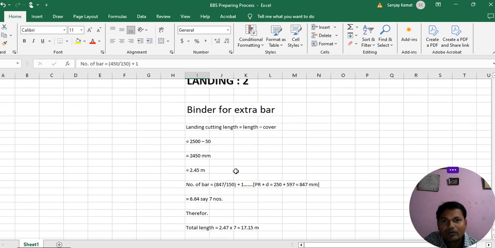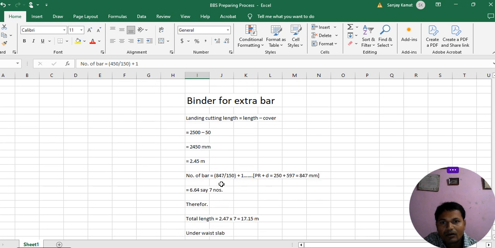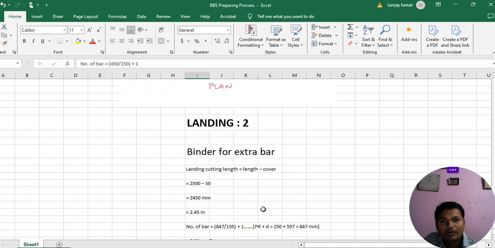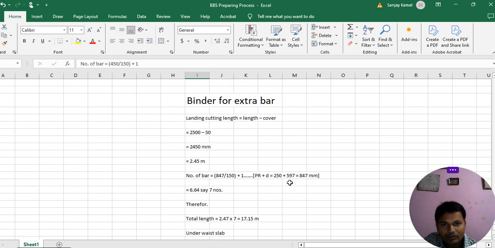Number of the bars will be 7. The number of bars is calculated as 47 by how much? 150 plus 1, where p plus d is equal to 250, plus this PR we have already calculated. This is the width of this beam, the width of the landing, and plus 597, this also we have calculated.